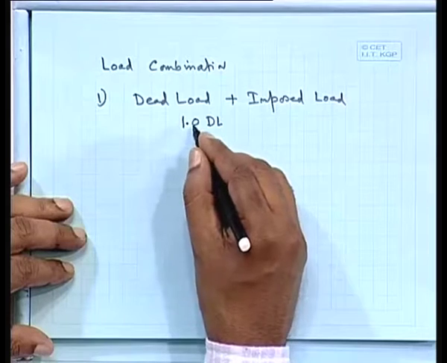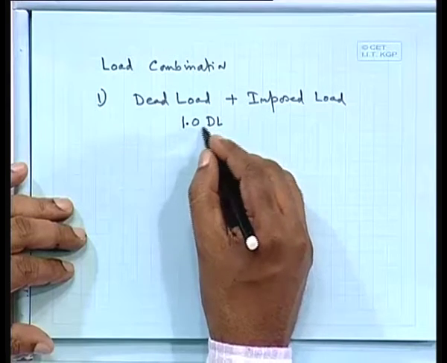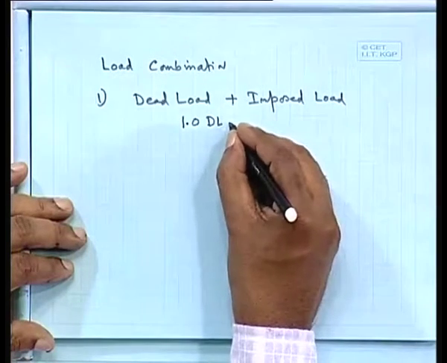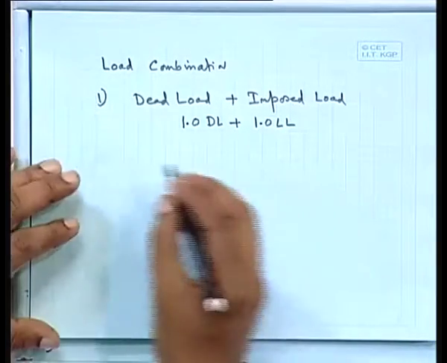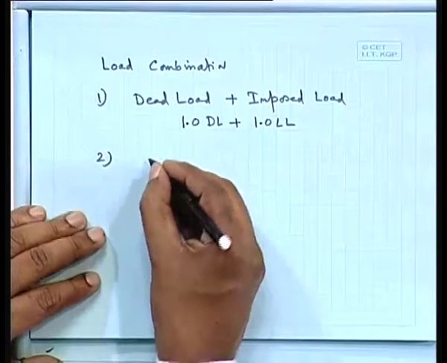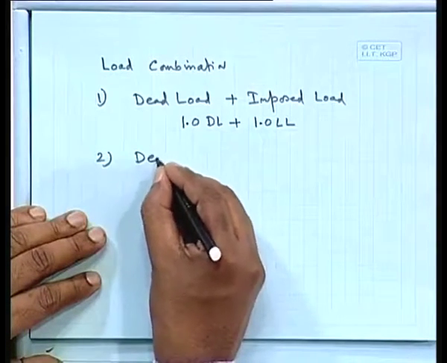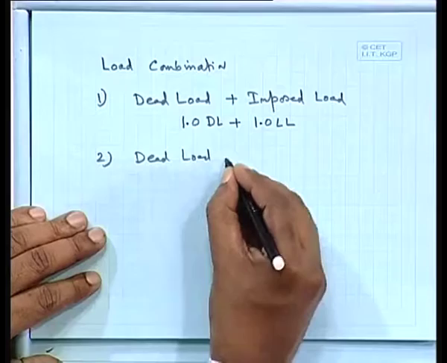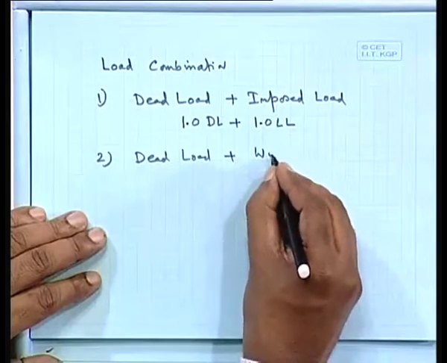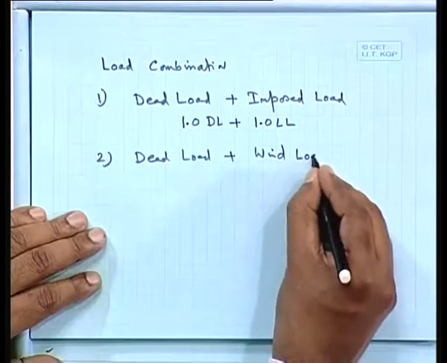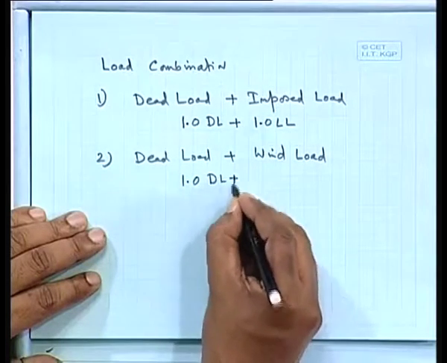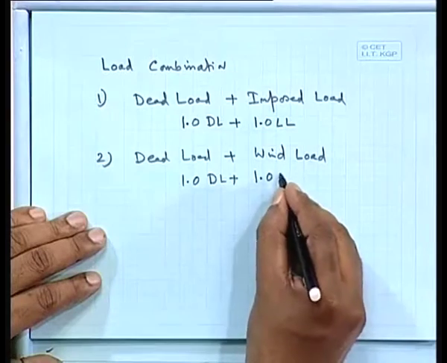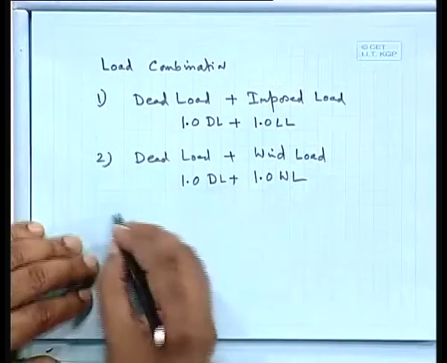So that's why here we do not multiply with 1.5, we multiply with 1.0 for dead load plus 1.0 live load. That is one case. The other case, dead load plus wind load, which comes as 1.0 dead load multiplication factor plus 1.0 wind load. It could be earthquake load also.